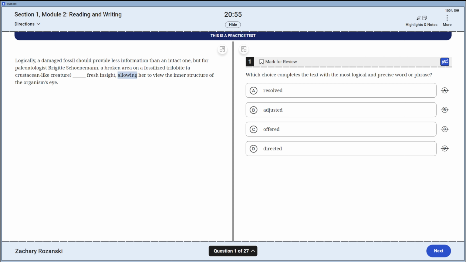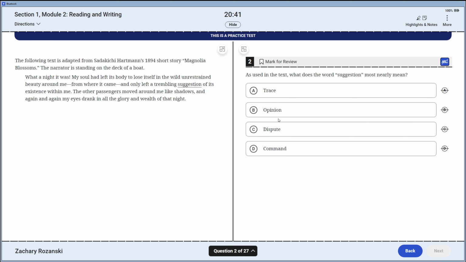So in this one, I'm going to look for my signal element. I've got "allowing her to view the inner structure of the organism's eye." I appreciate right here that I can probably launch into it. The broken area, it offered fresh insight. It gave her fresh insight, and that's what's going to match here.